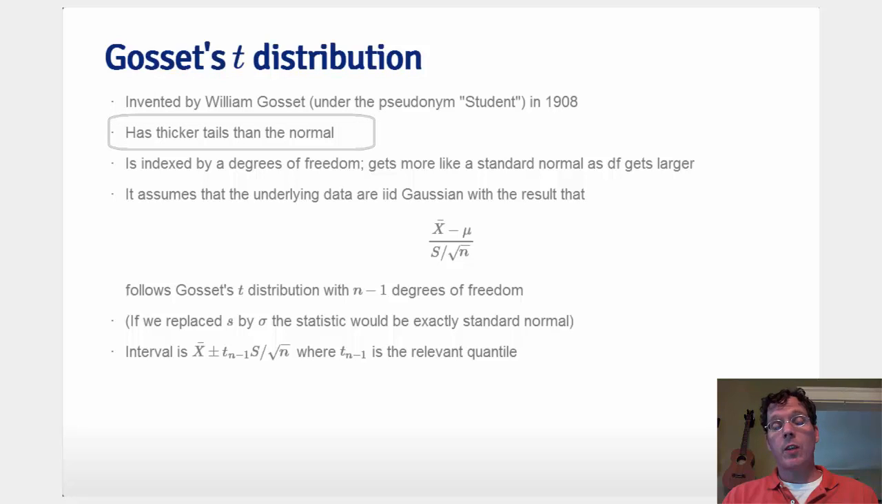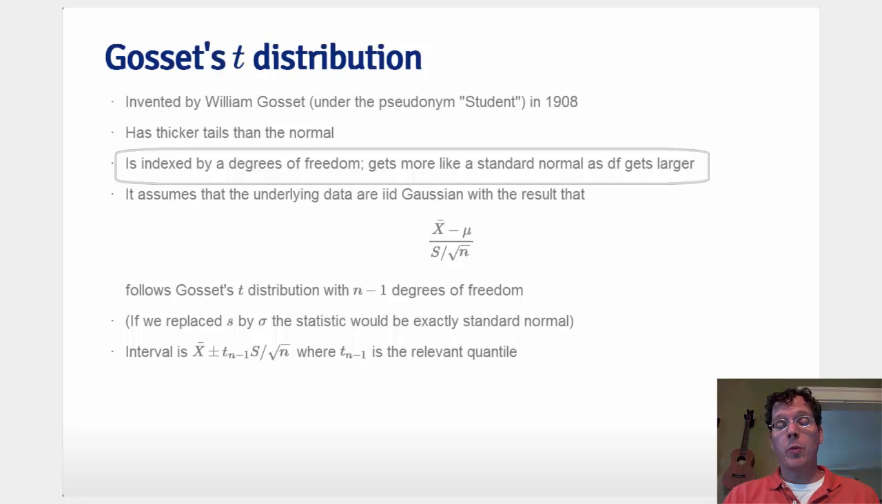The t-distribution has thicker tails than the normal. Unlike the normal, which is indexed by two parameters, the mean and the variance, we really only talk about the t-distribution as it is centered around 0 with a standard formula for the scale. It's only indexed by one parameter, the so-called degrees of freedom. As these degrees of freedom increase, it gets more like a standard normal.